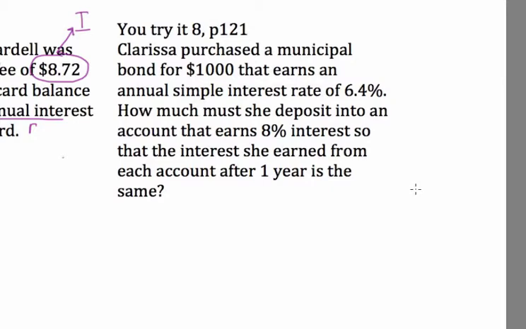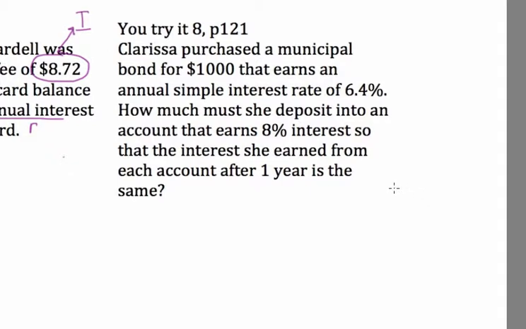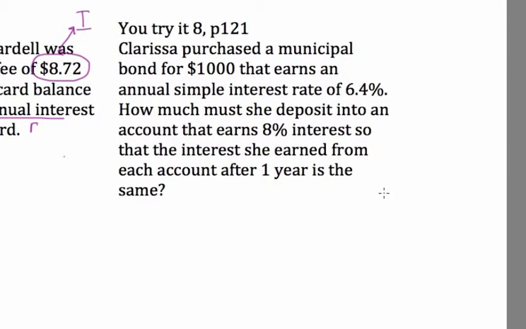Let's look at the next problem. Clarissa purchased a bond for $1,000 that earns an annual simple interest rate of 6.4%. How much must she deposit into an account that earns 8% interest so that the interest she earned from each account after 1 year is the same? We need to organize this information. It sounds to me like we have two accounts.